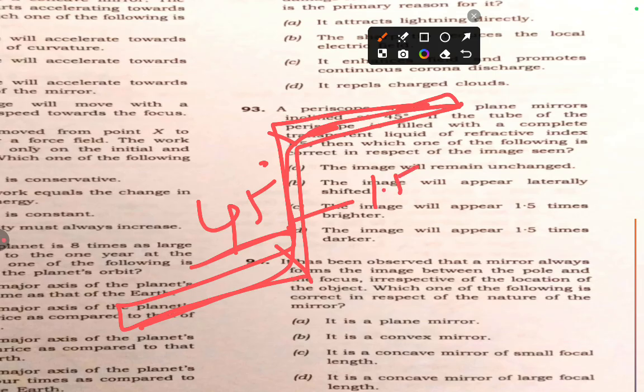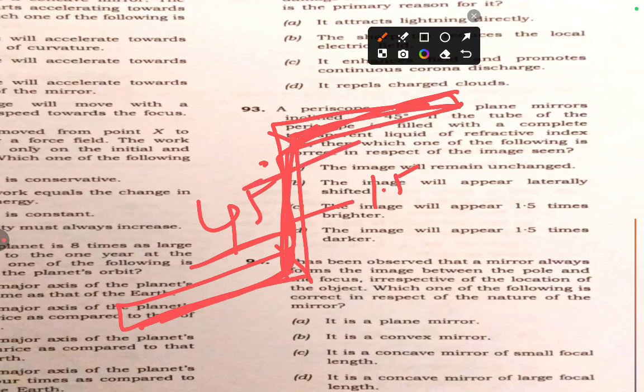The light entering the periscope perpendicular to the viewing window travels straight through the liquid without refracting at the interface. Then it strikes the parallel mirrors at the same 45 degrees, and emerges out through the viewing window without any deviation. So the lateral shift and center remain unchanged. Nothing is changed, so the answer is the option: the image will remain unchanged.